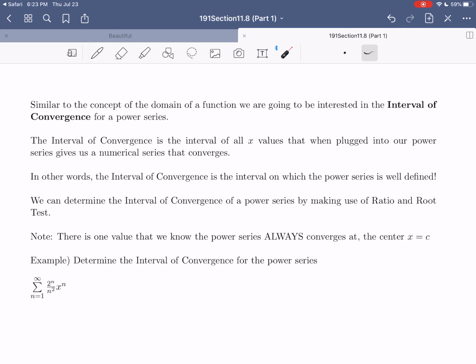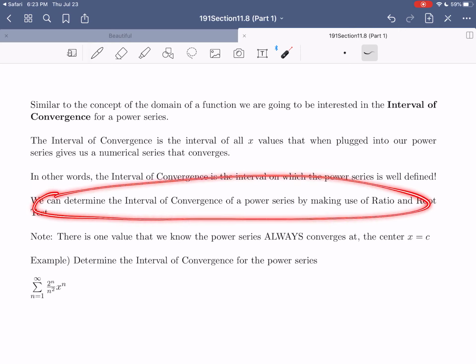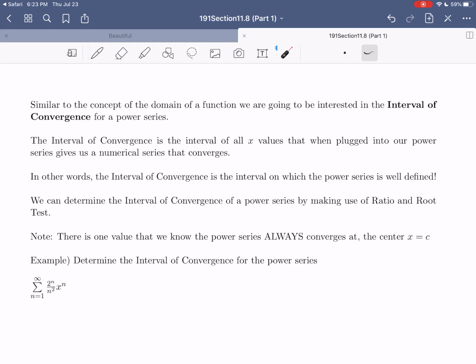As we will see in a couple of examples, we can determine the interval of convergence by making use of our most recent tests, the ratio and root test. There's one thing that we should know before we get started, though. There's one value that always is going to make the power series converge, and that's the center, x equals c.